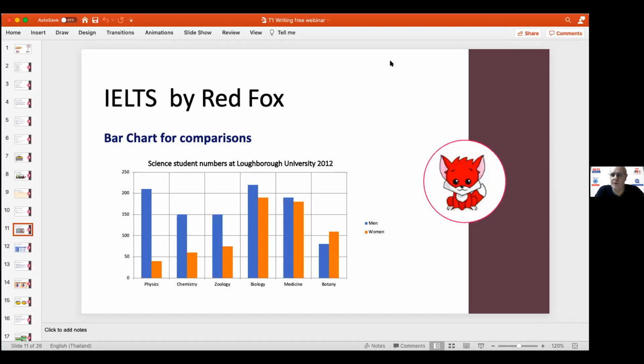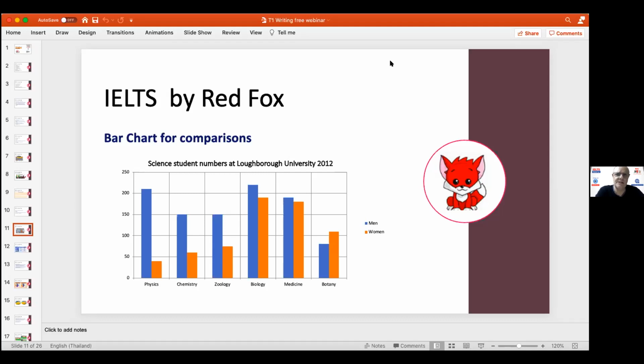Biology and medicine we'd write about together and express the similarity. They're the 2 most popular courses overall. There is a very small difference between men and women, although it's still in favor of male students. Botany we could include in the same paragraph as biology and medicine, because again, the difference is small, or you could include it in its own separate paragraph, because it's the one that's contrasting.